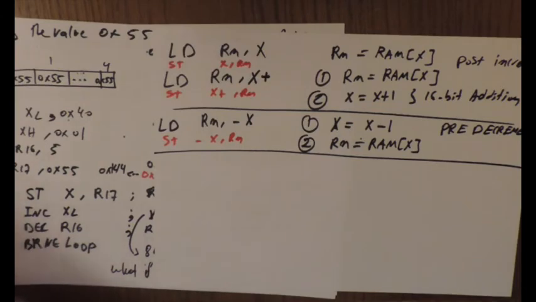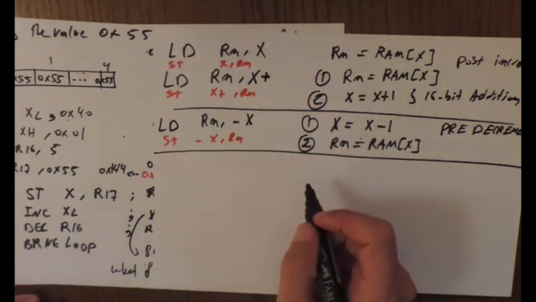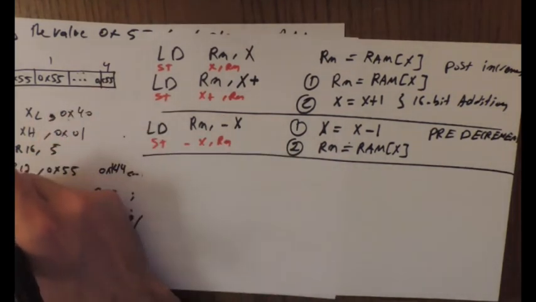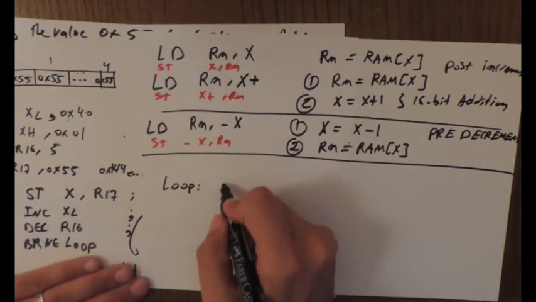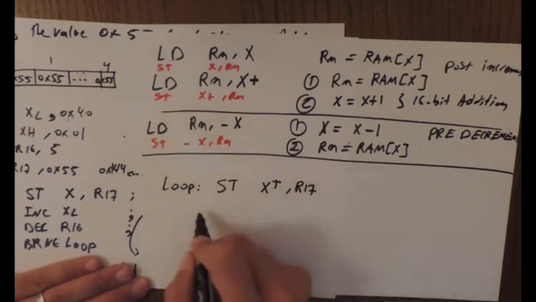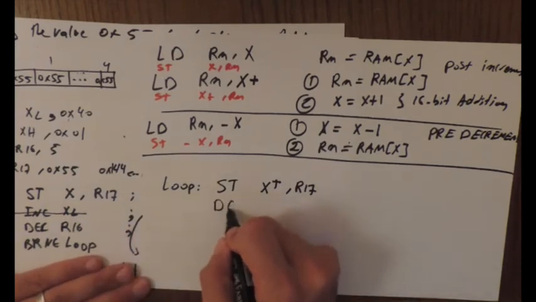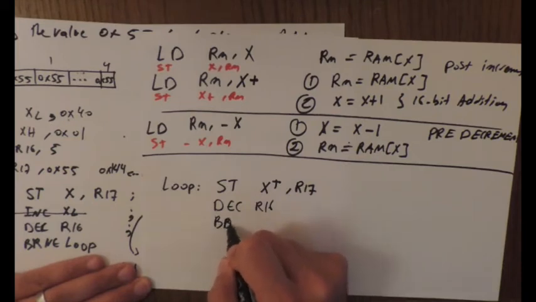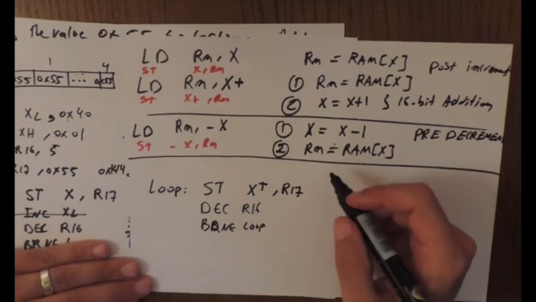So if I want to rewrite this code to use the auto increment feature, first of course this will be the same, I'm just going to change the loop. So instead of using x, I will do st x plus r17, and no need for this, I can take it out, and we do decrement r16 and branch not equal loop.